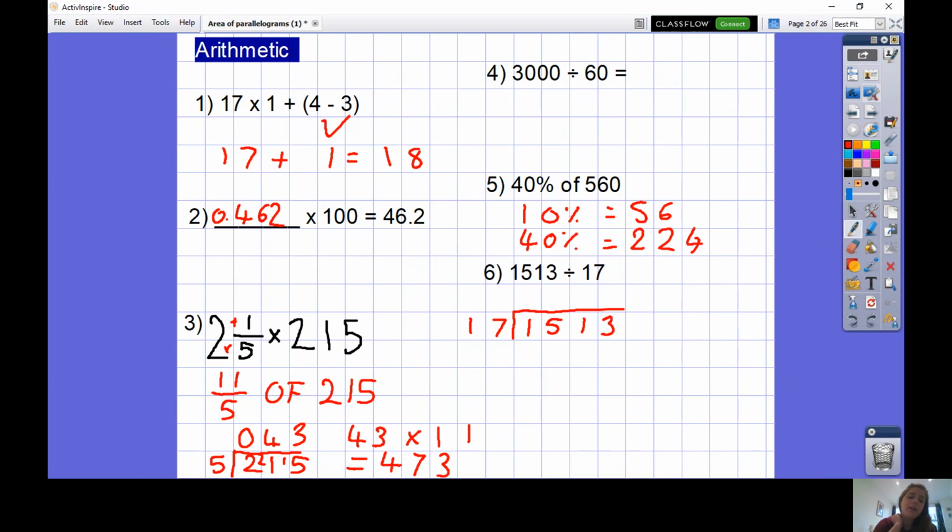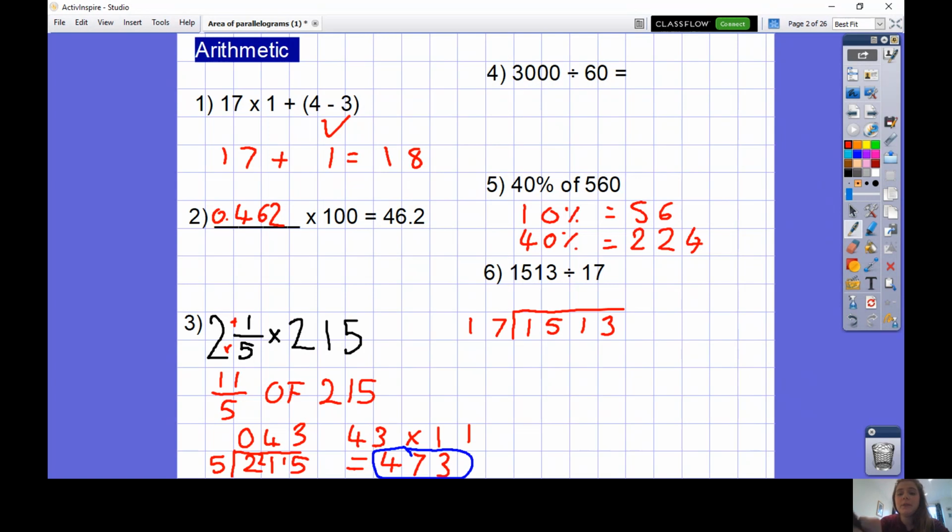For 2 1/5 times 215, I would have answered that as 2 1/5 of 215. So I would have done 11/5 of 215, divide by 5 and then times by 11. That's the method I would have used, but there's so many other ways you could have got the answer 473. You could have perhaps done 2 times 215 and then 1/5 of 215 and added them together, or you could have done it as a complete fraction and done 11/5 times 215 over 1 and then simplified that back down. Loads of different methods, lots of different ways of finding the answer.